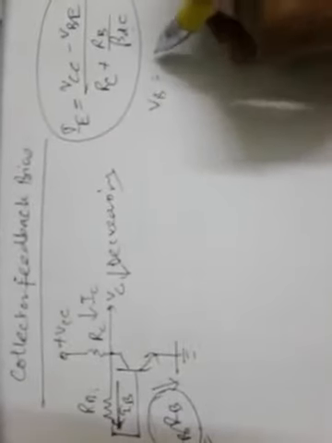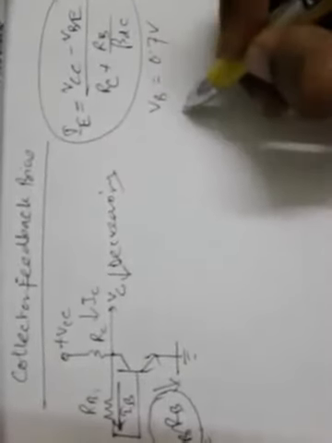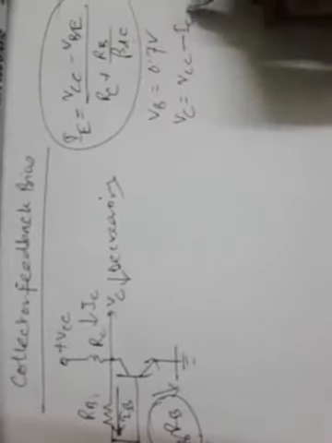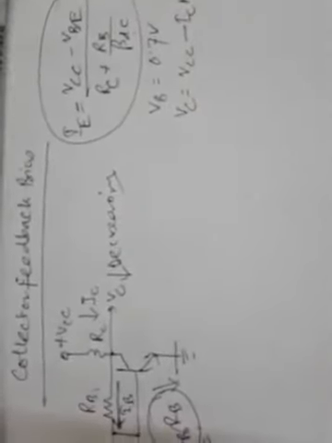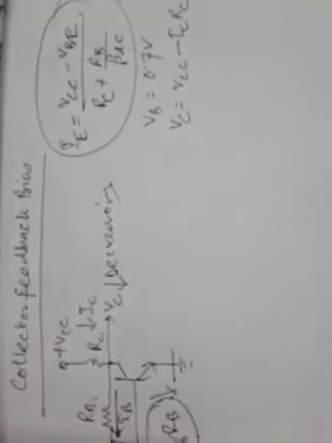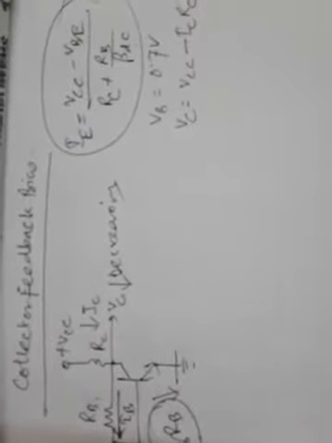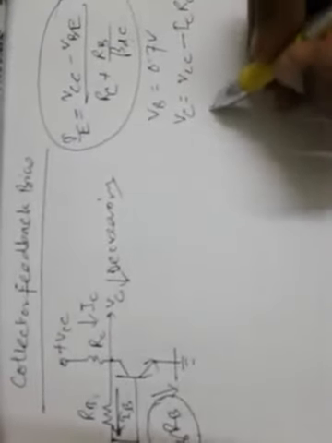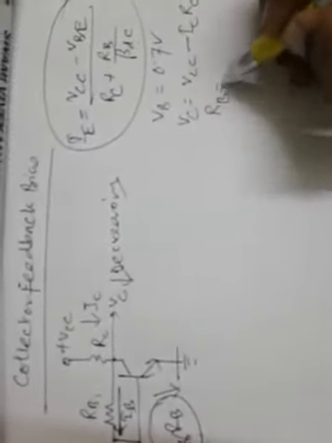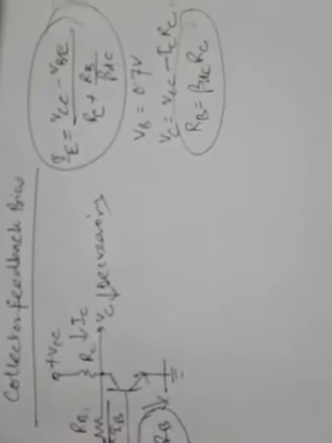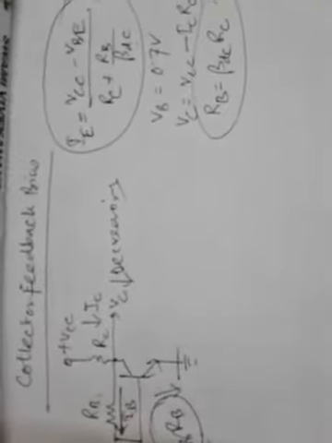Secondly, the second equation is VB equal to 0.7 volt, and VC equal to VCC minus ICRC. The Q point is usually set near the middle of the load line by using a base resistance RB equal to beta DC RC. This is another working equation of collector feedback bias.